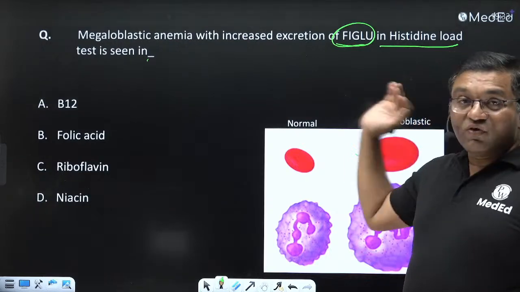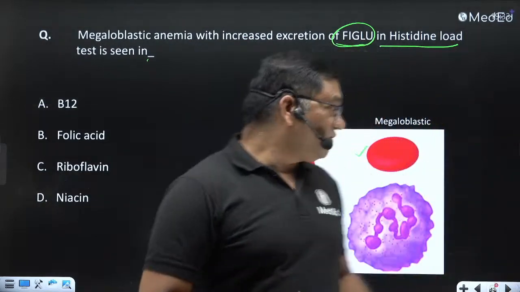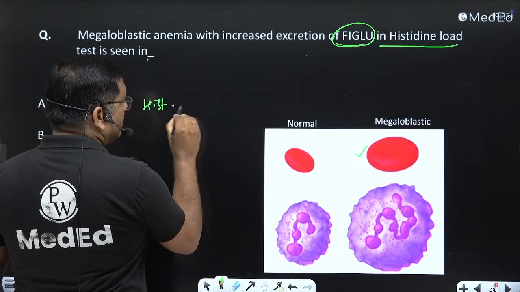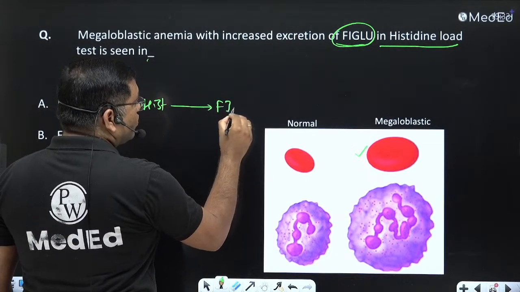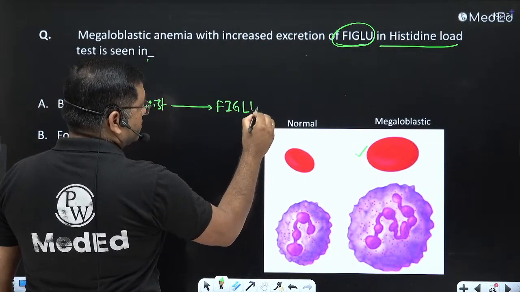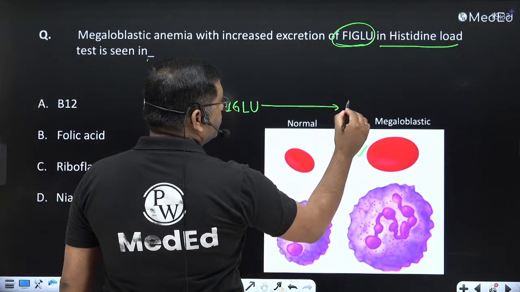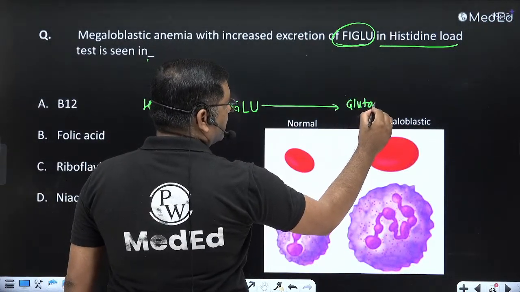So how to differentiate whether it is B12 deficiency or folate deficiency? See, in the histidine load test, when histidine is given, it is converted into formiminoglutamic acid, and this is converted into glutamate.